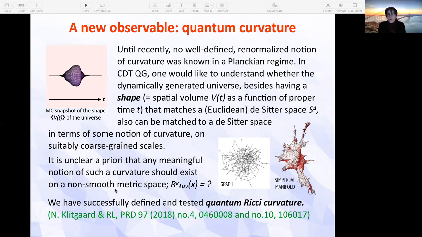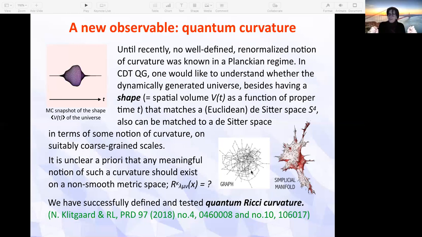When you have a non-smooth metric space, that is of course very singular from a classical point of view. Just thinking of the classical Riemann tensor, you need g_mu nu to be twice differentiable to get a nice Riemann curvature tensor. So is there a way, say, to take something like a simplicial manifold, or even something more crazy and coarse like a graph with some metric assignments, and associate a curvature with it?